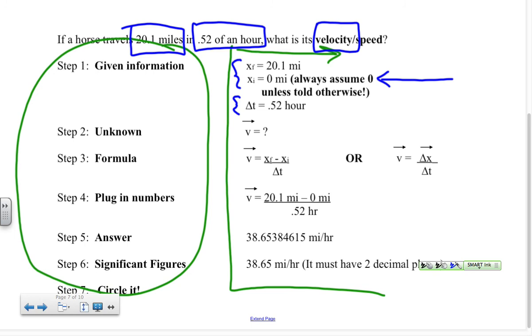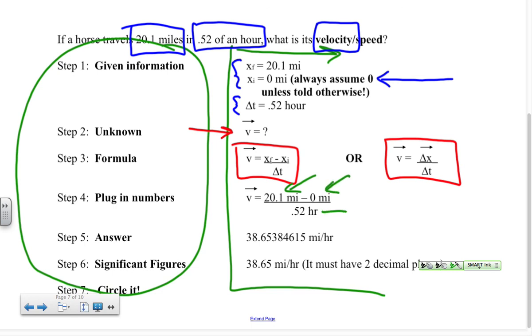So that's step 1. Step 2 is what is our unknown. And our unknown is velocity. So I've written that here. Our v is our question mark. Then we write down our formula. It's your choice which formula to use, whether you want to write it this way or you want to combine it and write it that way. Either one is completely fine. Then you write in your numbers. When you plug in your numbers, you plug them in with the unit. Make sure that those units are always there. And the last part is the math.